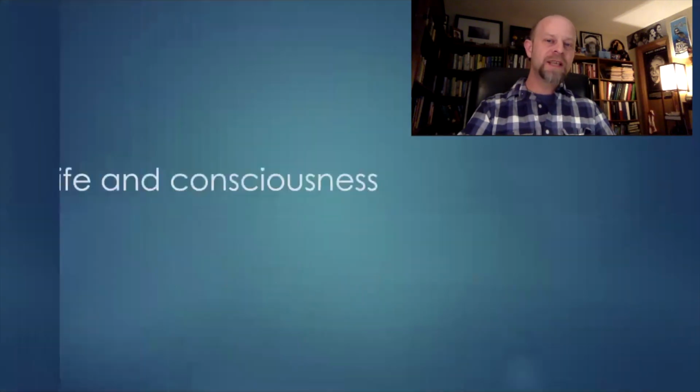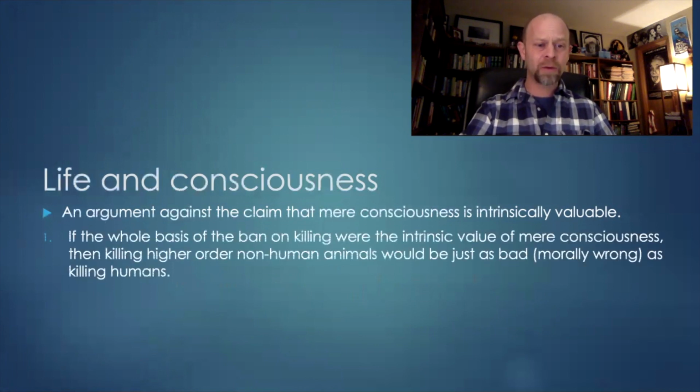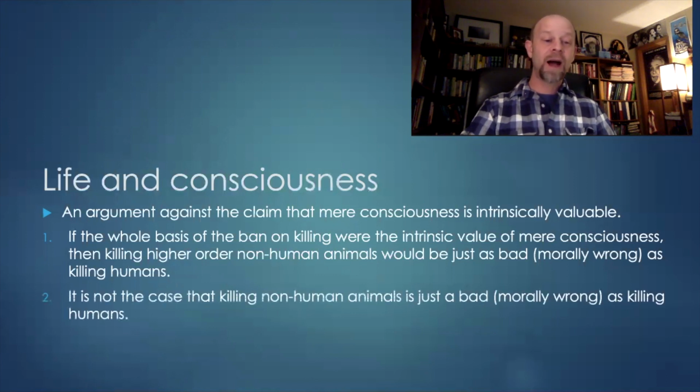Now, what Glover does, in addition to suggesting that there are these sorts of problems, is offer an argument against the claim that mere consciousness is intrinsically valuable. So here's how this argument goes. The first premise says, if the whole basis of the ban on killing were the intrinsic value of mere consciousness, then killing higher order non-human animals, such as a chimpanzee or a dolphin or an elephant, or maybe even a dog or a cat, would be just as bad or morally wrong as killing humans. But the second premise says it is not the case that killing non-human animals is just as morally bad as killing humans.